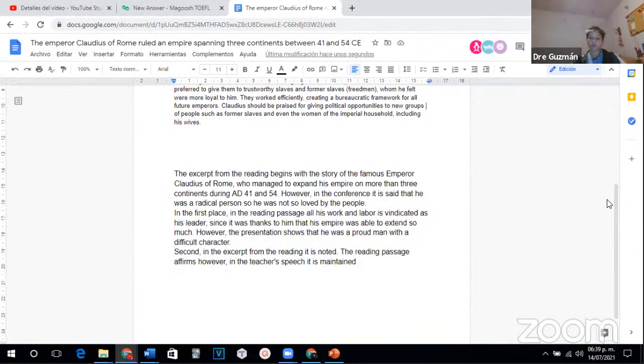Okay, so the excerpt from the reading begins with the story of the famous emperor Claudius of Rome, who managed to expand his empire on more than 3 continents during AD 41 and 54. However, in the conference, it says that he was a radical person, so he was not loved by the people. Okay, excellent introduction. Plantea muy bien the general idea of both sides. In the first place, in the reading passage, all his work and labor is vindicated as his leader. All right. In the first place, okay, the connector, good, es un buen conector, is vindicated as his leader. What did you want to say here en esta parte?